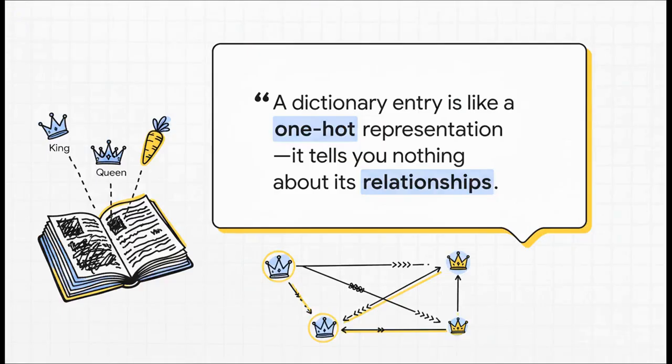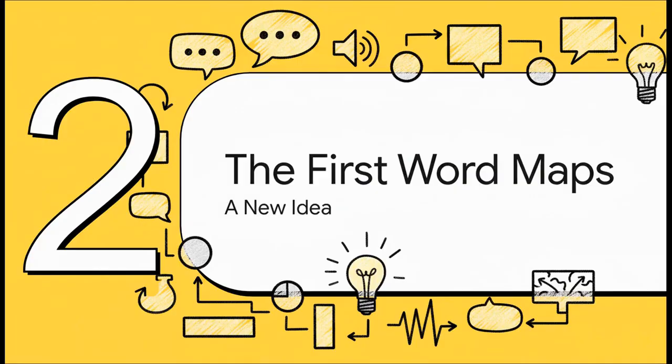And yeah, this analogy just nails it. It's like a dictionary. It tells you a word exists, but it tells you absolutely nothing about how it connects to any other word. So the word king was just as far away from queen as it was from carrot. No relationship. At all. So clearly that wasn't going to work. A totally new idea was needed.